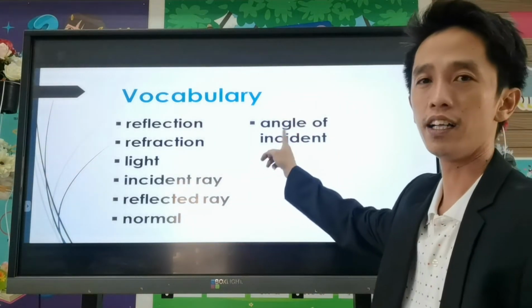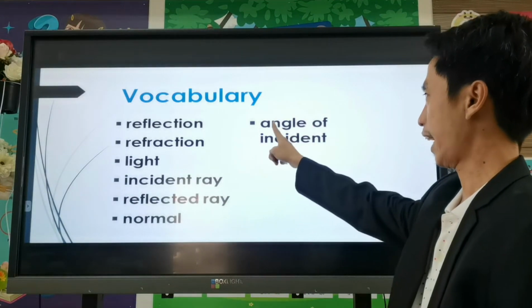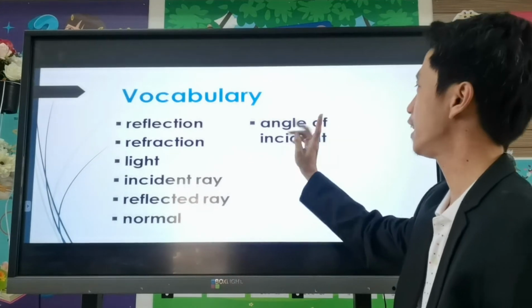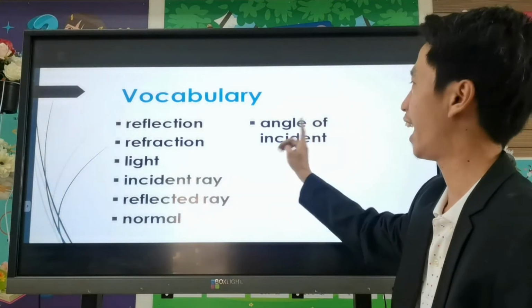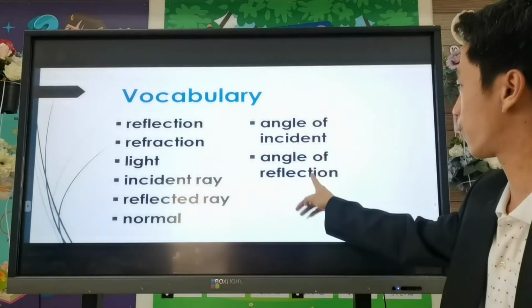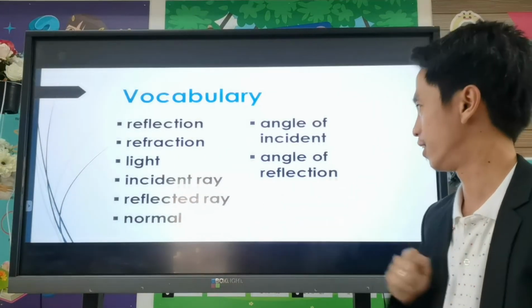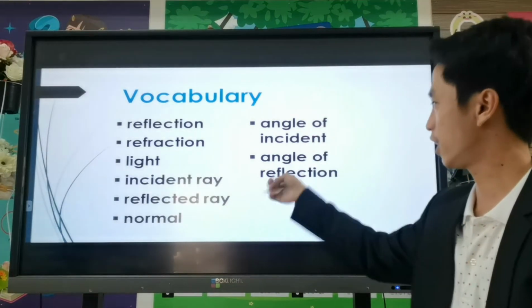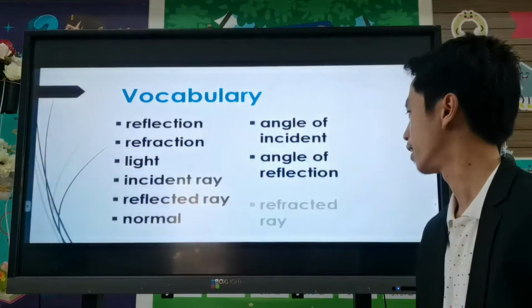Next we have angle of incident. Again, angle of incident. Let's spell angle of incident. ANGLE. OF. Very easy. INCIDENT. Angle of incident. Next, angle of reflection. One more. Angle of reflection. Let's spell ANGLE. Then reflection. REFLECTION.